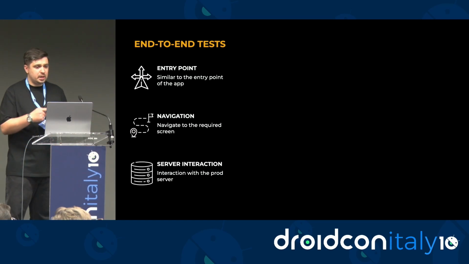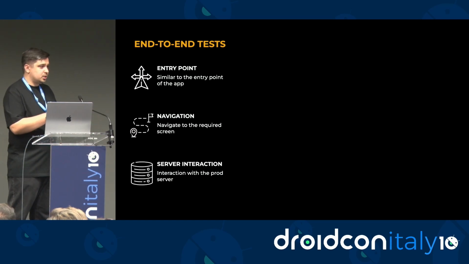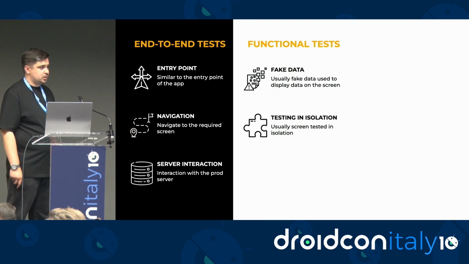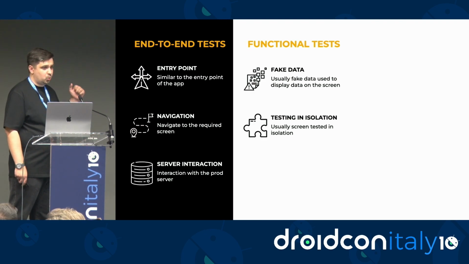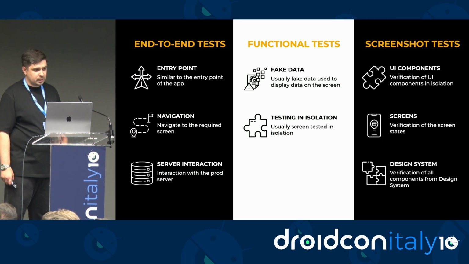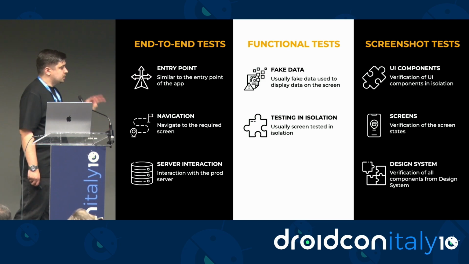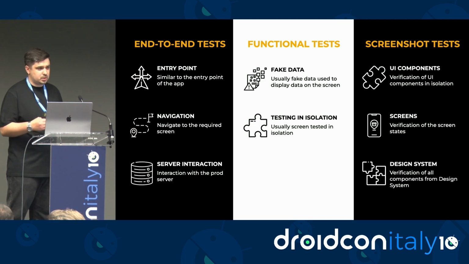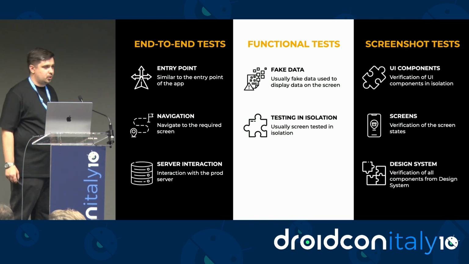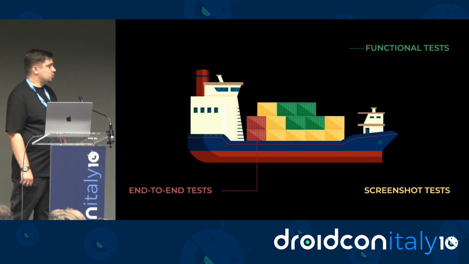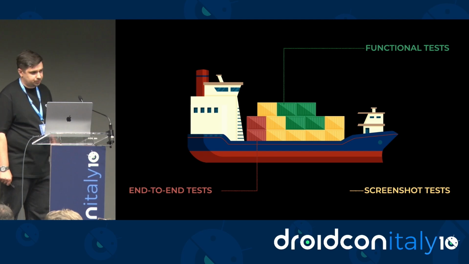End-to-end test. Main idea is to verify the application, how it works in a real environment. Functional test. We test in isolation. We use fake data. We almost always have no navigation. And for screenshot test, we verify pixel perfectness. We verify components, screens, and ideally we start from design system because design systems later on will be used everywhere in your application. And if you want to achieve efficiency in your tests, you should use all the three approaches.